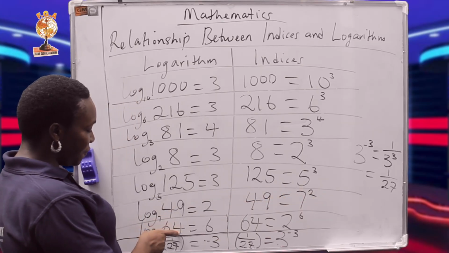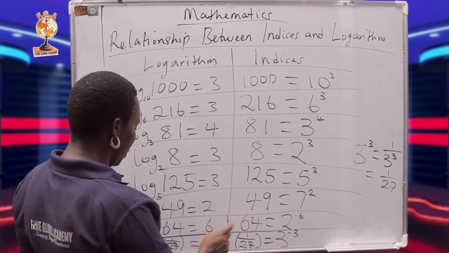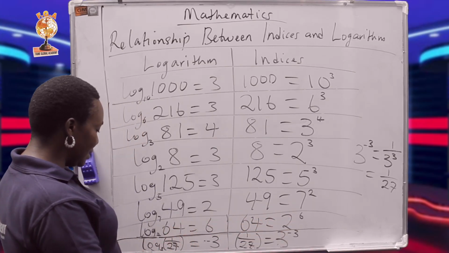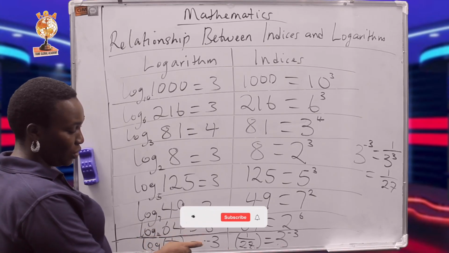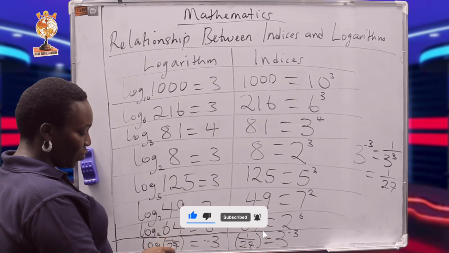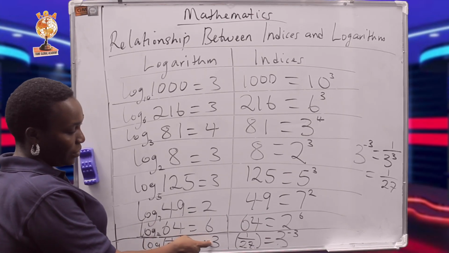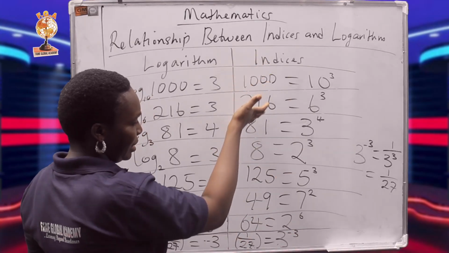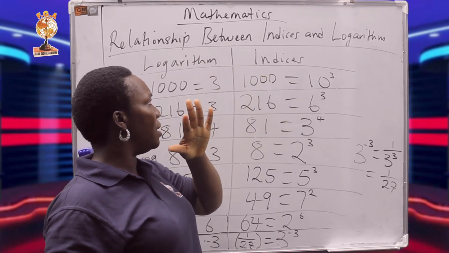And we have log 64 base 2 equals 6. It means 64 is equal to 2 raised to the power of 6. And lastly, log 1 over 27 base 3 is equal to minus 3. To write it in index form, it will be what? 1 over 27 will be equal to 3, which is the base, raised to the power of minus 3, which is the answer. Of course, if you calculate all those things, you will get these answers. So this is the relationship between indices and logarithm.